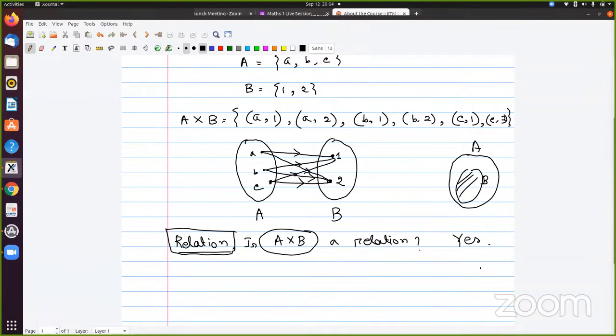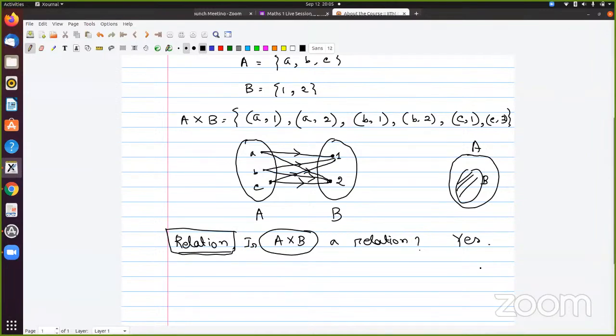Hello, sir. Am I audible, sir? Yes, Ritik. Sir, what happens if both sets are null sets? Both sets null means they don't have any element, right? Yes, sir. If A and B are empty sets, or any one of them is an empty set, the Cartesian product will also be an empty set. I mean, no element will be there. In both cases, if both are empty or any one is empty, the Cartesian product will also not contain any element.